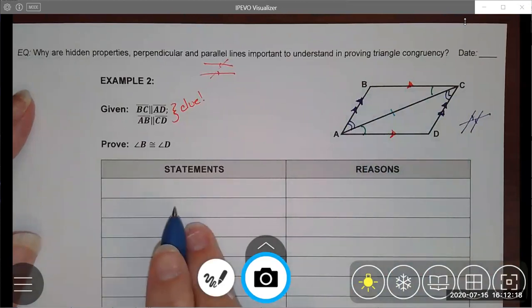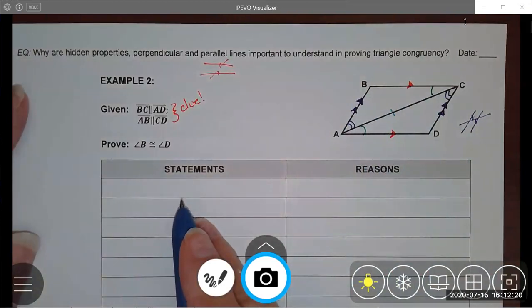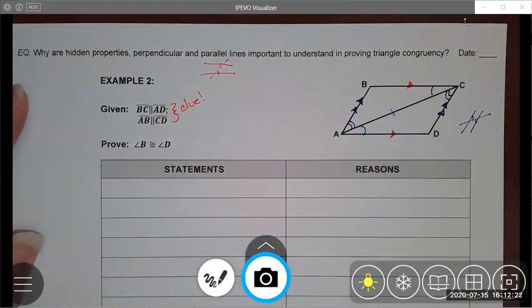Let's do this. If you'll humor me, pause your video, fill in the proof to the best of your ability, and then come back and check. See what you can do all by yourself.